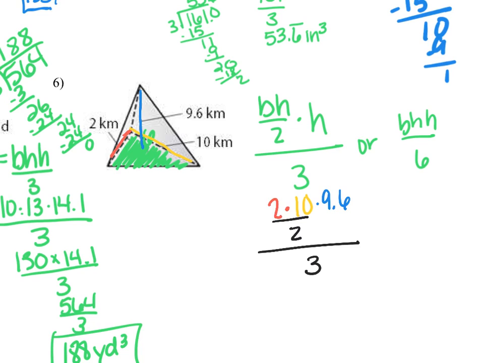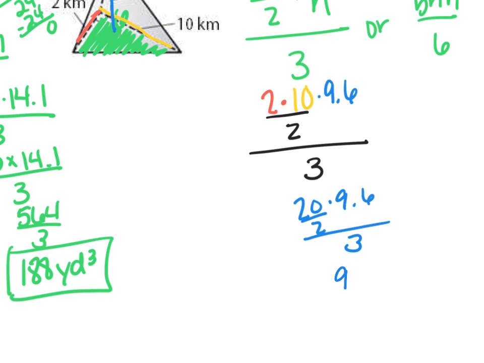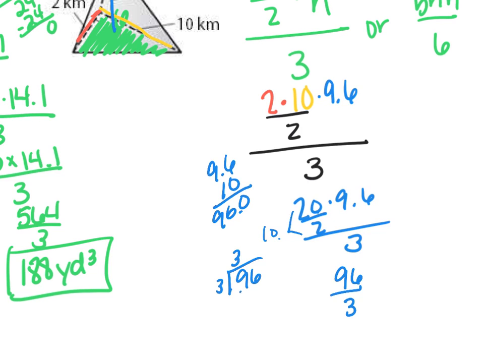Okay, so let's try it this way first. So 2 times 10 is 20. 20 times 2 times 10 divided by 2 times 9.6 divided by 3. Okay, so 10 times 9.6, which would be 96 divided by 3, which is, I just went ahead and simplified that and got 10. 10 times 9.6 is 96. 96 divided by 3 is 32. So my answer is 32 that way.